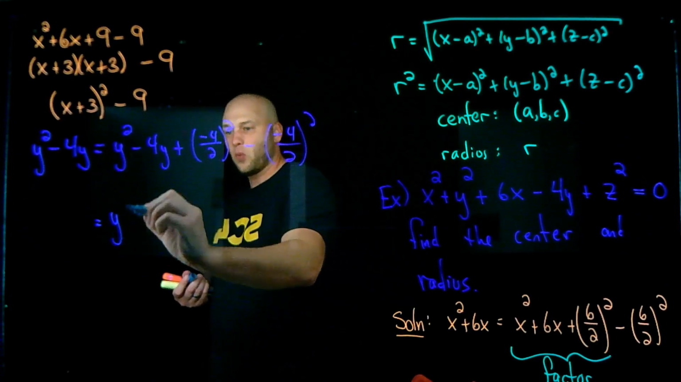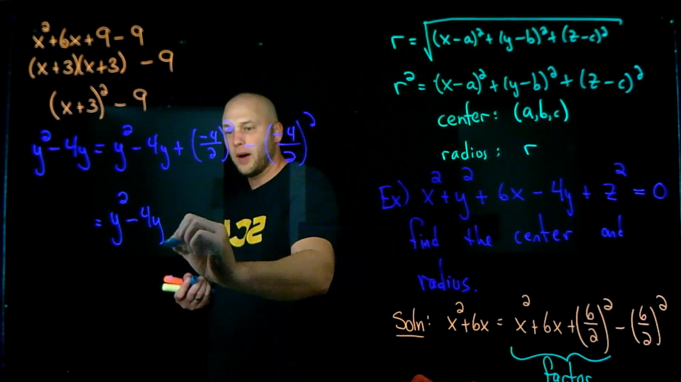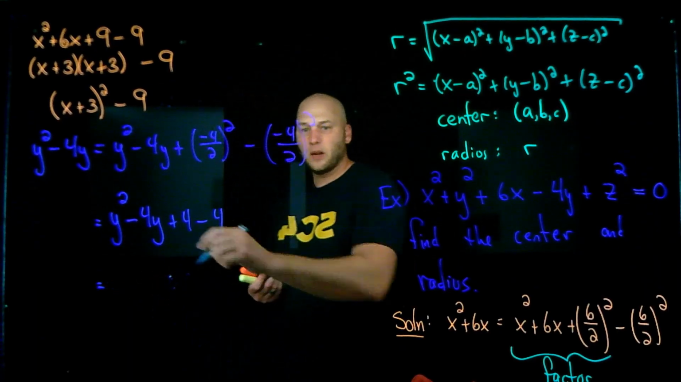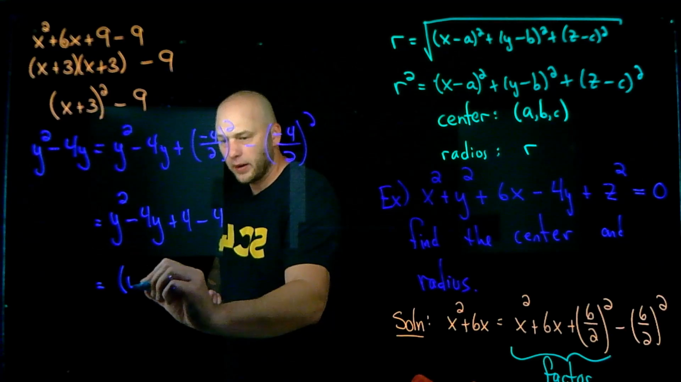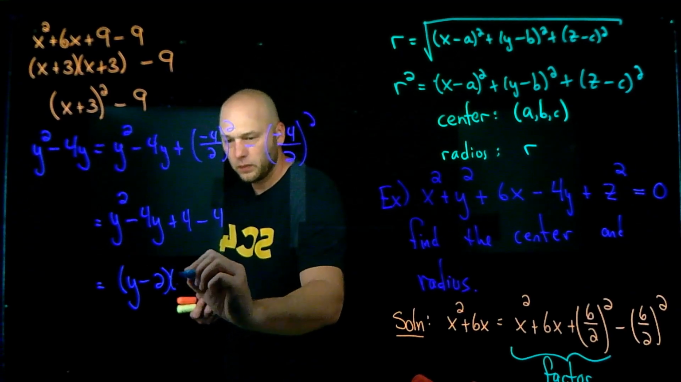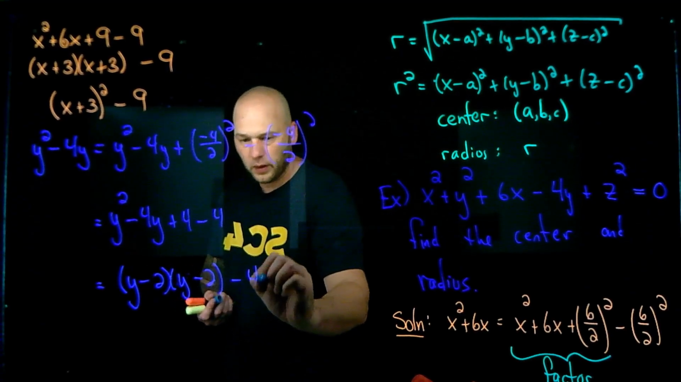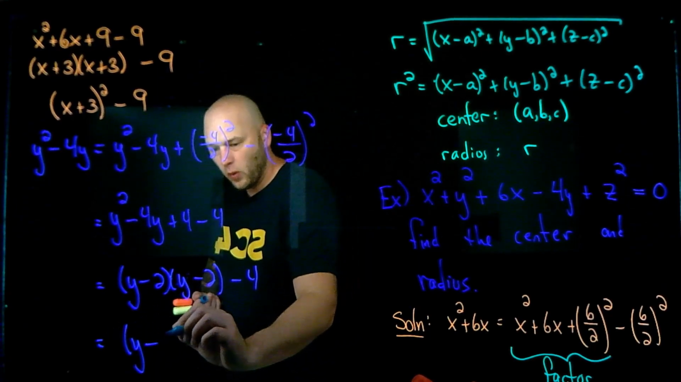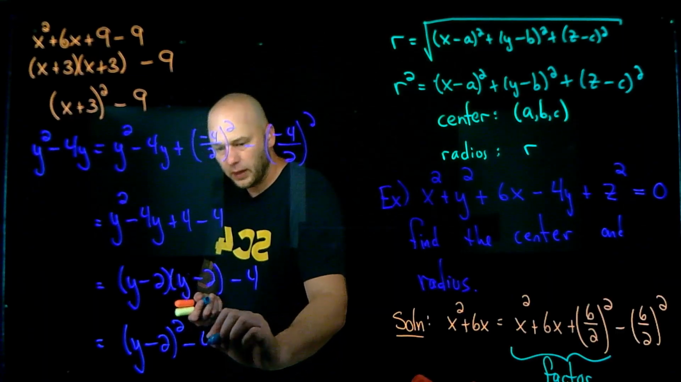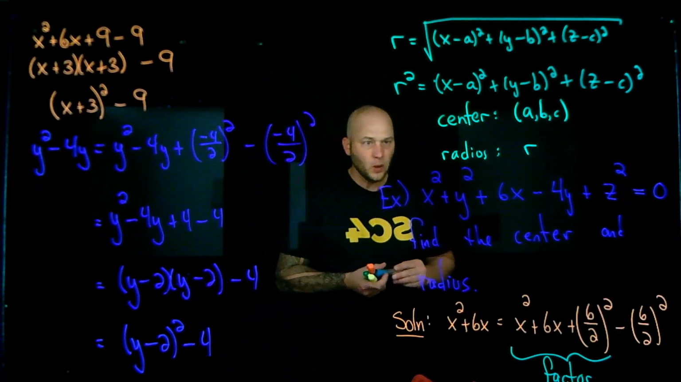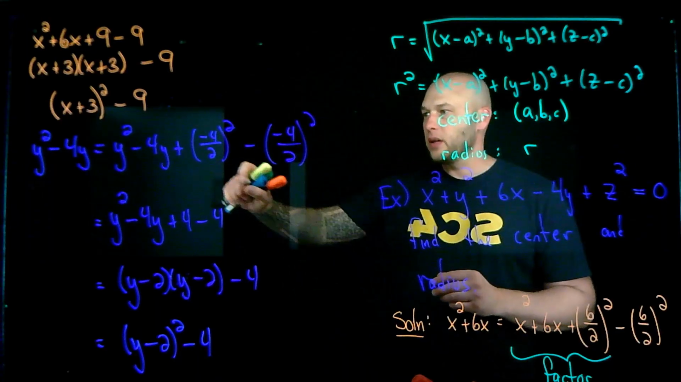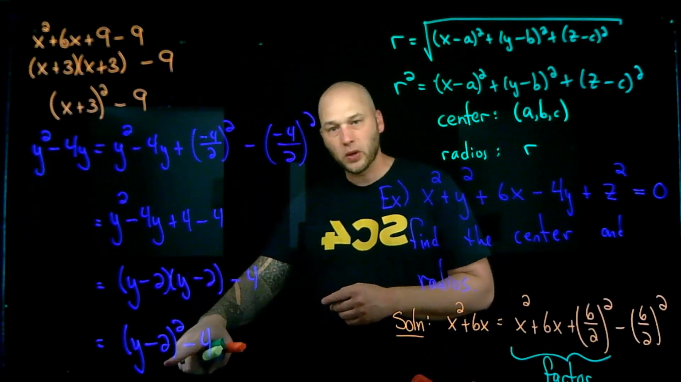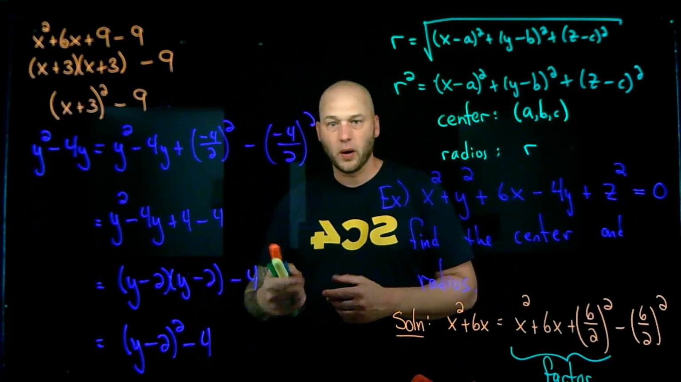That means this is y squared minus 4y plus 4 minus 4. And that's going to factor as y minus 2, y minus 2. Minus 4 in the end. And once again, that's a perfect square, giving me y minus 2 squared minus 4. So the x terms are going to get replaced by x plus 3 squared minus 9, and the y terms are going to get replaced by y minus 2 squared minus 4.